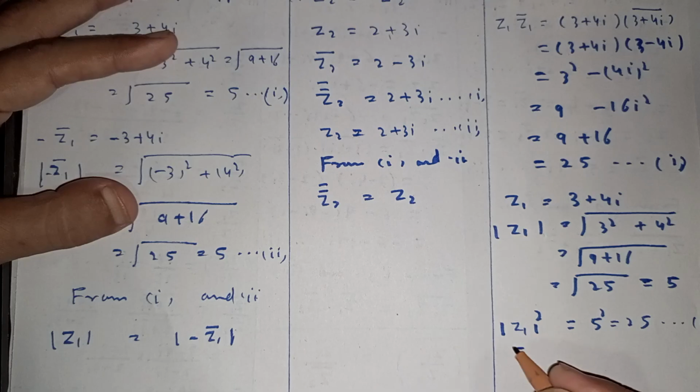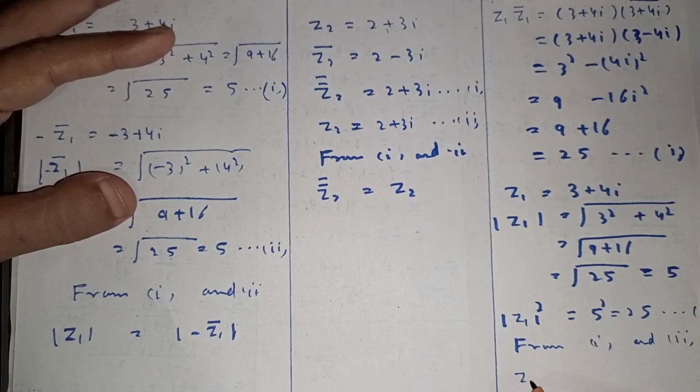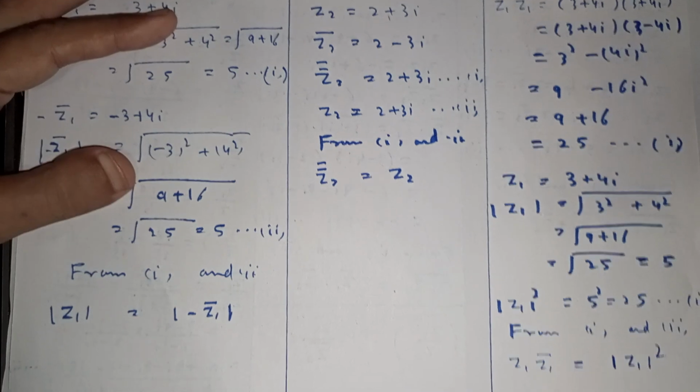Now we can write from 1 and 2. From equation 1 and 2 we get z1 into z1 conjugate is equal to the z1 modulus whole square.